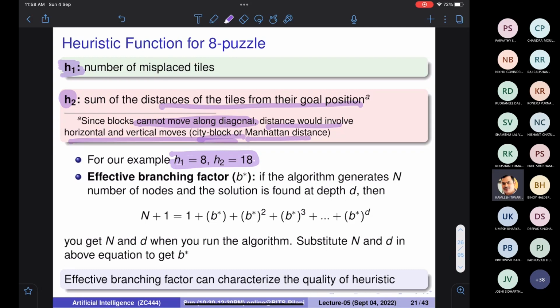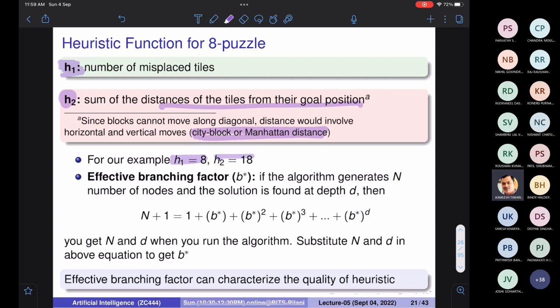Okay, minimum distance, right, to place the tile in the proper place. In this example, I'm going to find out the city block or Manhattan distance. This value represents the Manhattan distance, not the minimum one. So this is given by the H. Right now I have given you two functions. So definitely you would ask, sir, which is better?